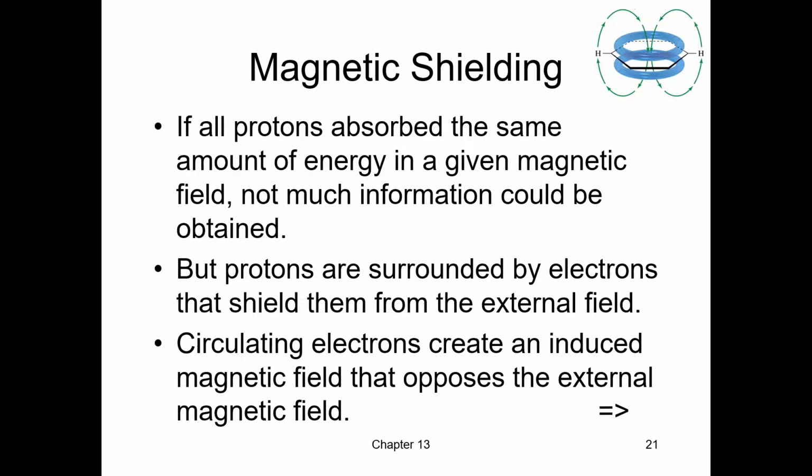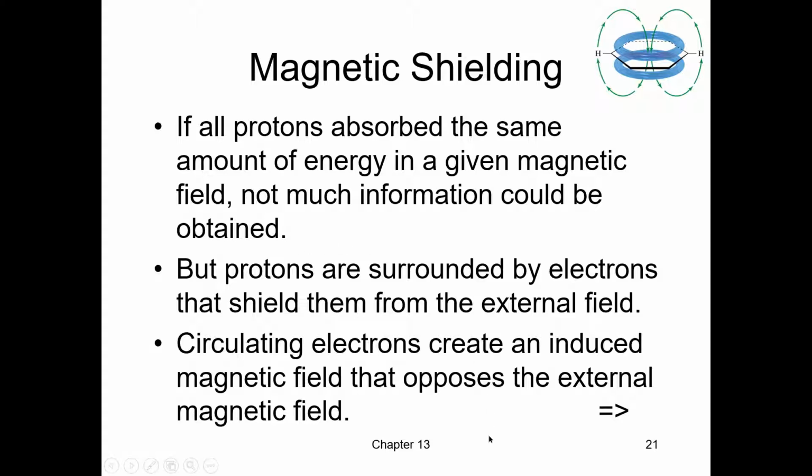Therefore, if all the protons absorbed the same amount of energy, then not much information would be obtained. But the protons are surrounded by electrons, and they are spinning with respect to their own axis. Hence, they create a very small magnetic field, and this magnetic field will be opposing the magnetic field that is created by the nucleus. Hence, they shield them from the external field.